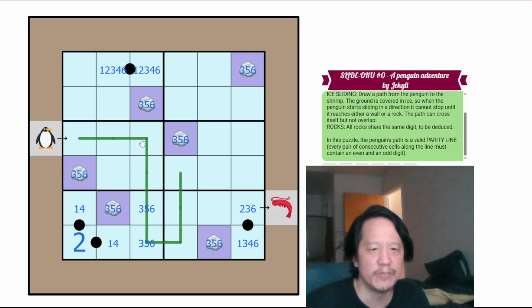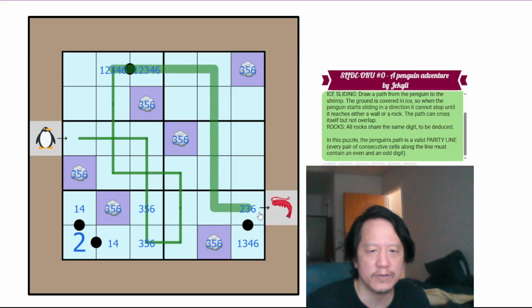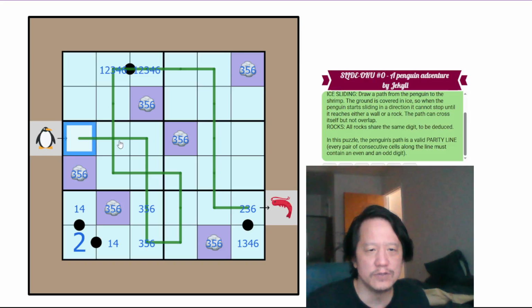I guess overlapping means you just can't backtrack or something. I don't know. So then you go that way. Then you have to go that way, that way, that way, that way. So these are going to be the same set.